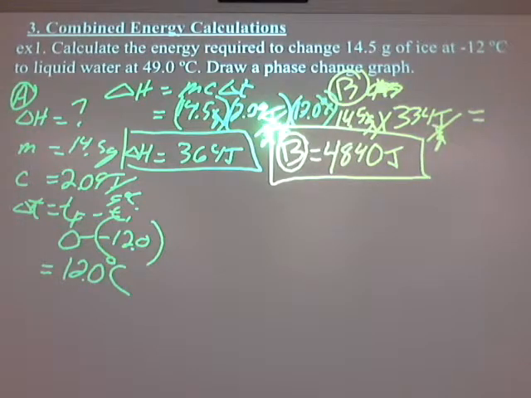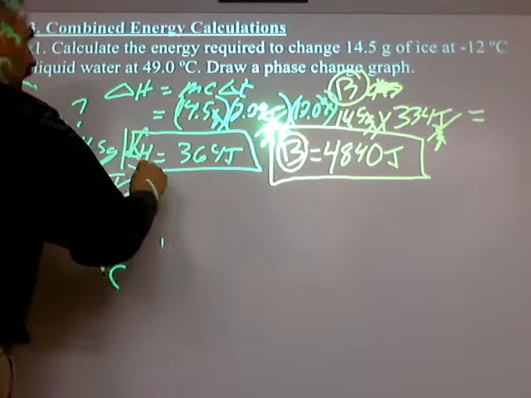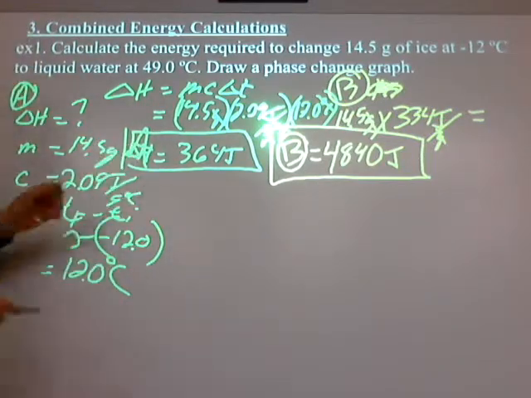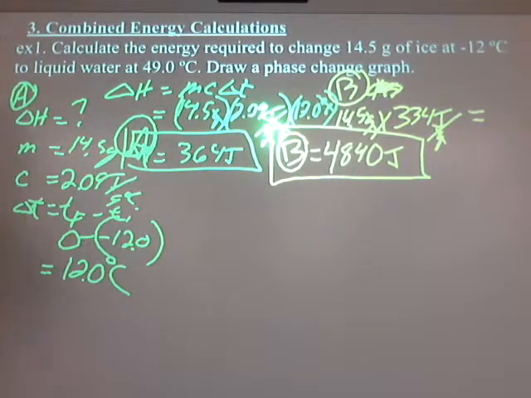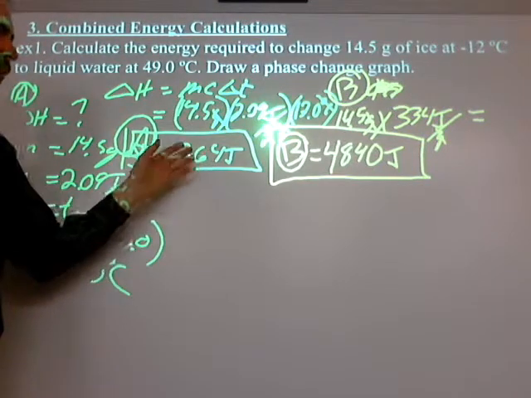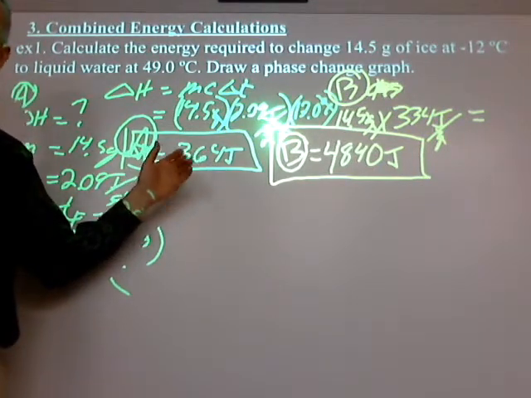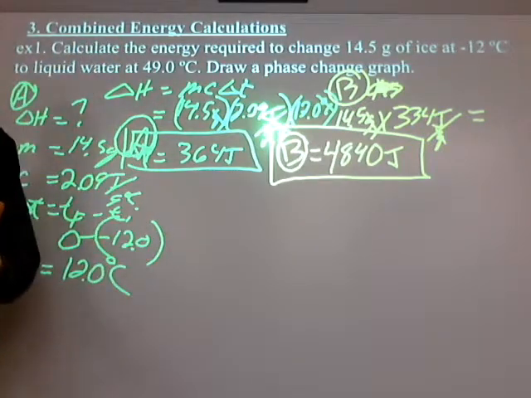So there are two of our answers. A was 364. B is 4840. By the way, notice the difference between these. This is pretty impressive. The amount of heat it takes to simply change the temperature of the ice isn't that great. But look at how much more energy it takes to melt the ice, because you've got to break down the crystalline structure.